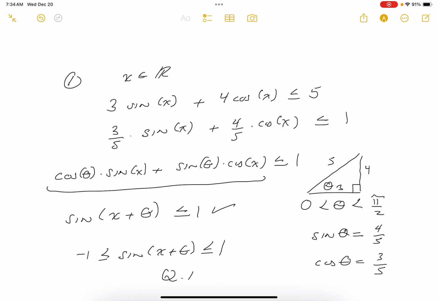We've done what we're supposed to do. And this could be true for any real number x. So x can be any real number. And we just verified this.